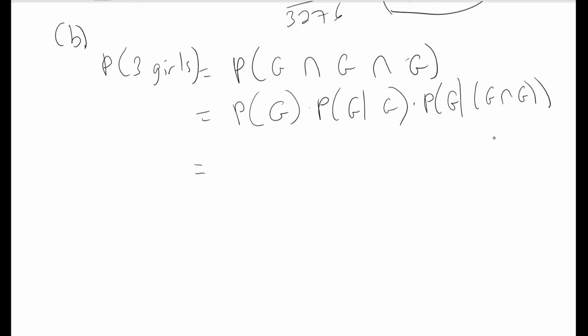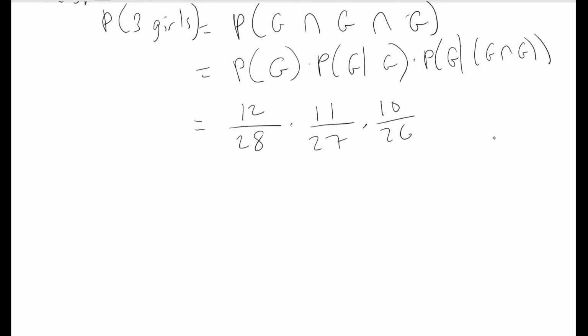So if you choose the first girl, well, you got 12 girls out of how many people? You have 28 students. And now, once you choose that first girl, you got 11 girls left out of 27. And then once you choose that second girl, for the third girl, you only got 10 out of 26.